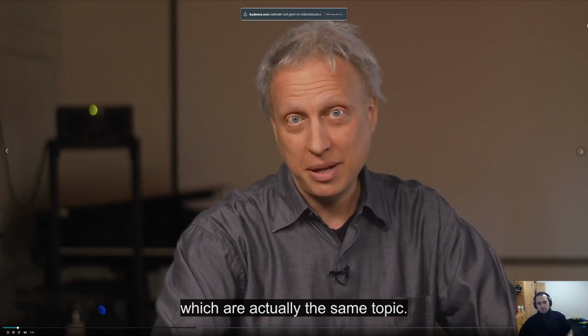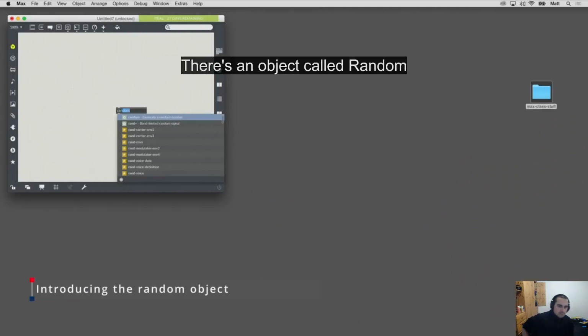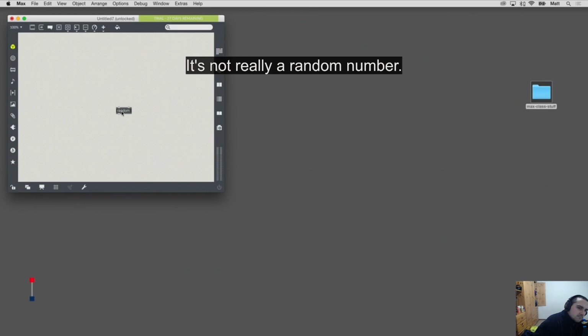noise, which are actually the same topic. So let's start in Max. There's an object called random that generates a random number. It's not really a random number. A computer scientist would call this a pseudo-random number.